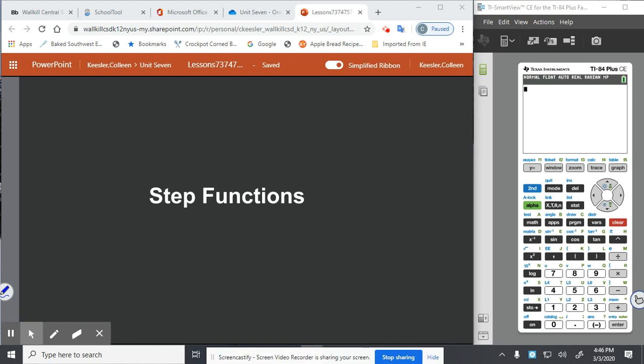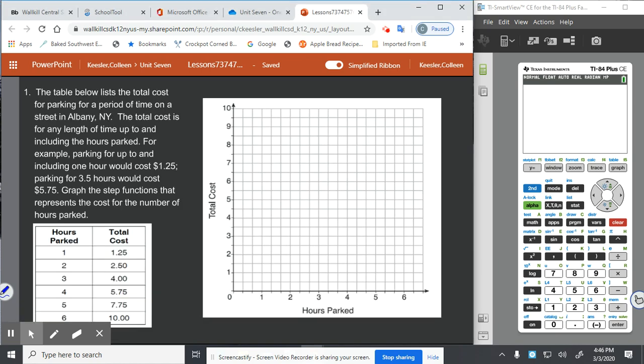Hi, algebra students. Today we'll be looking at step functions. A step function looks exactly like it sounds. It looks like steps. All right, so here's our first example.